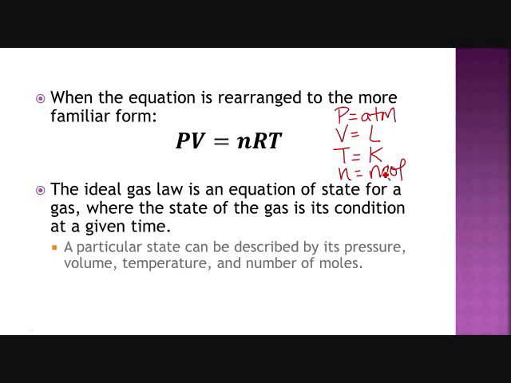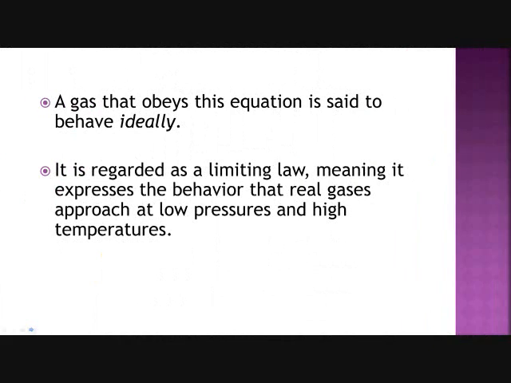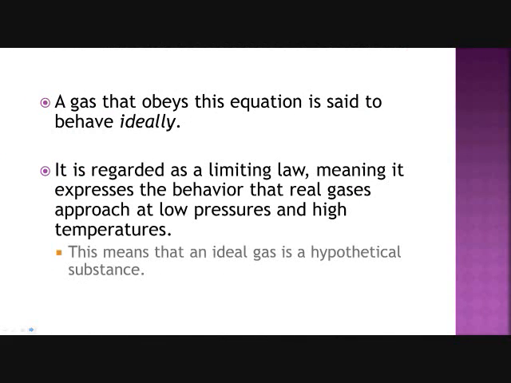n is the moles. The ideal gas law is an equation of state for a gas, where the state of the gas is its condition at a given time, meaning you're going to have specific pressures, volumes, temperatures, and numbers of moles to fit this particular situation. Okay? So when a gas obeys this equation, it's said to behave ideally. We're going to talk about in 3.6 when they are not ideal.